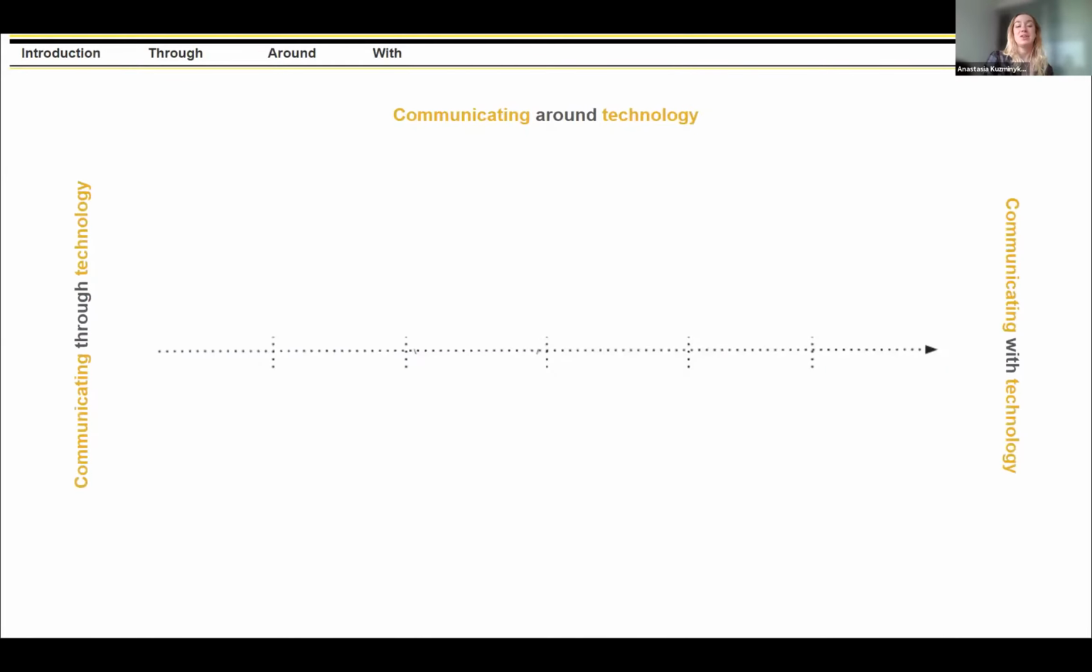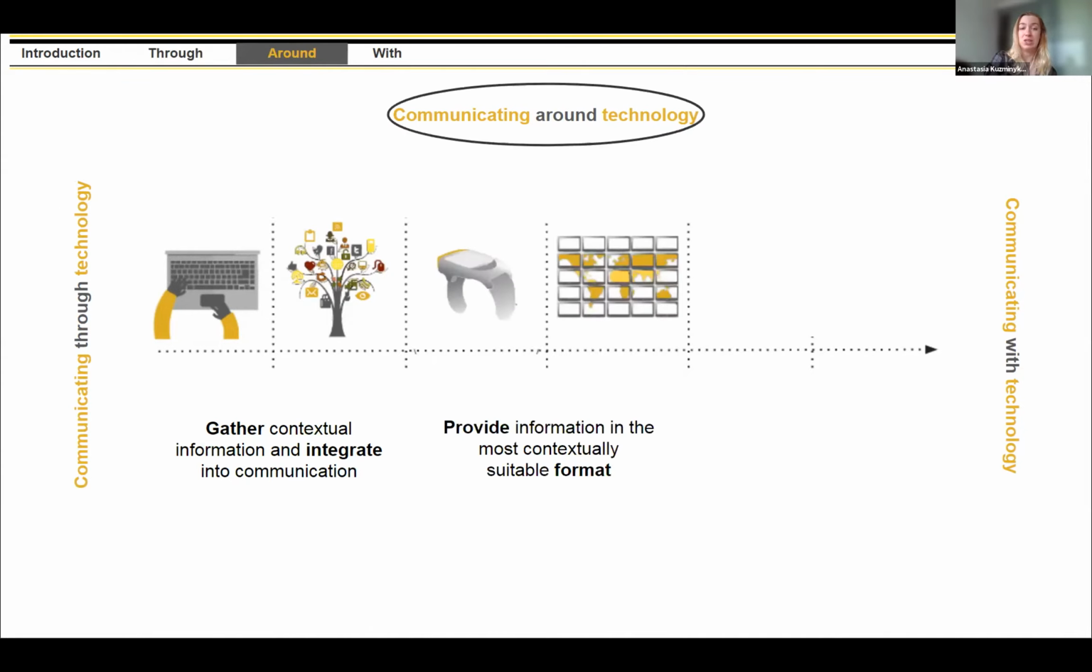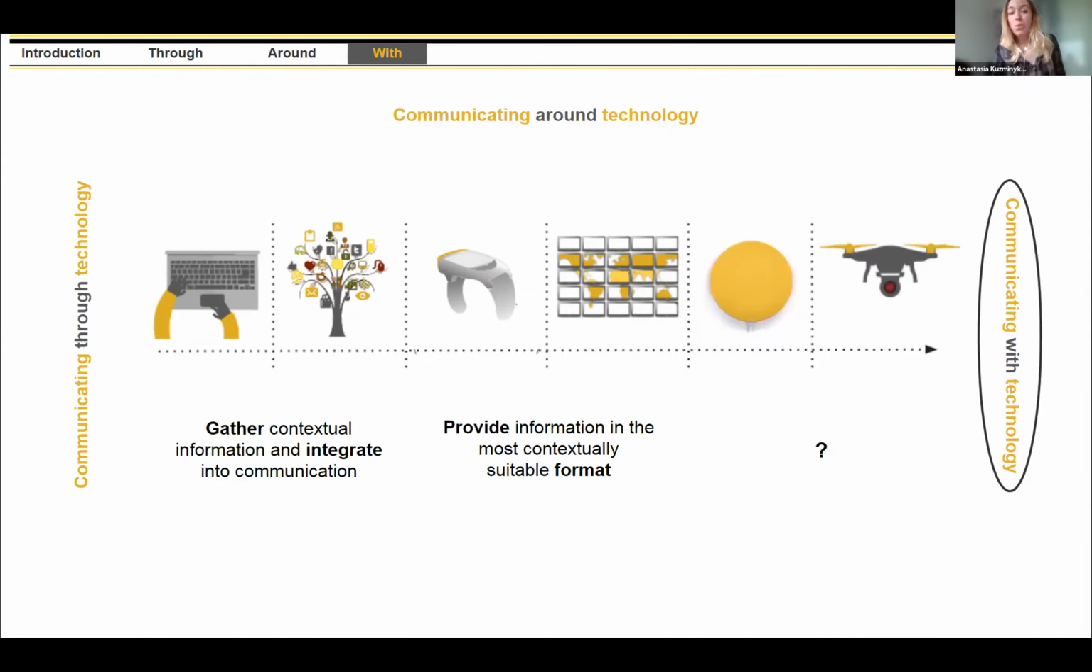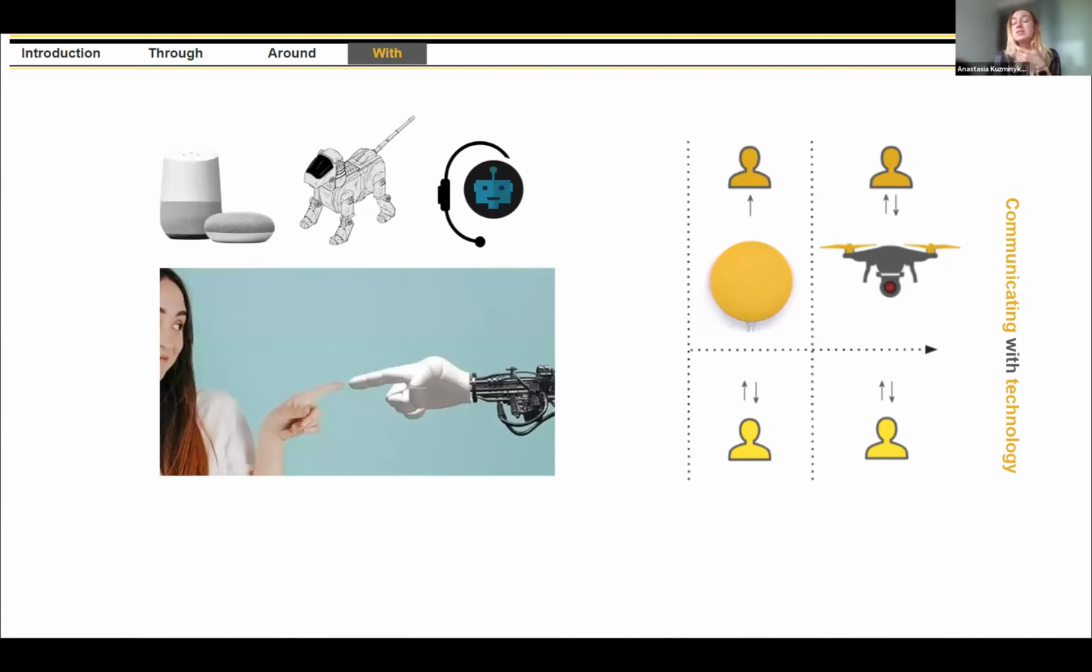Okay, so far we have discussed that when we interact through these systems, these systems should be gathering and integrating this missing context into the communication. When we interact around technologies, their role is to understand this context and provide the information in a contextually suitable format. And now let's look at what is happening when the communication is taking place with the technology itself. And so the systems on the right end of the spectrum are built around the idea of intelligent agents. And this includes, for instance, chatbots, voice-activated assistants, different types of robots, social drones, and so on.